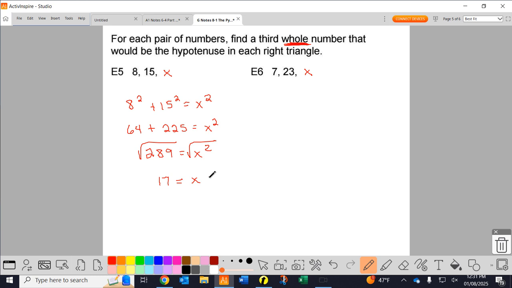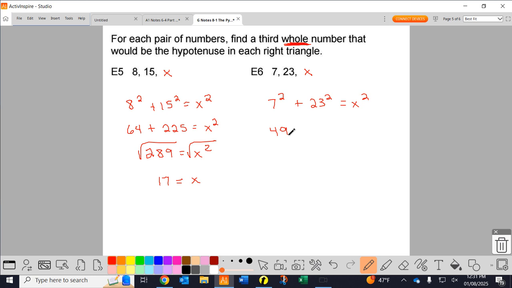Okay, here we go. So 7 squared plus 23 squared equals x squared. Now we've done 7 like several times already. That's 49. I know that one, but I don't know what 23 squared is. 529.